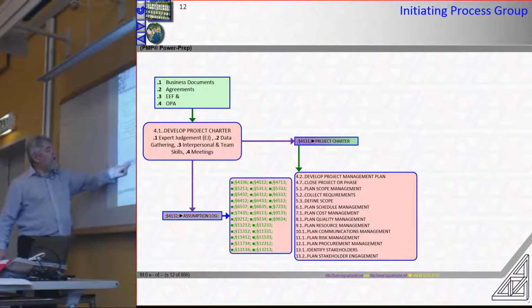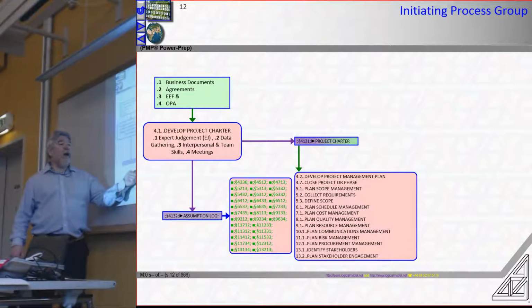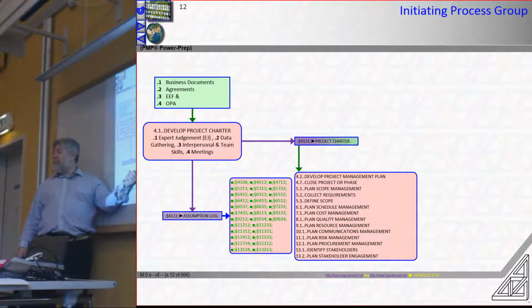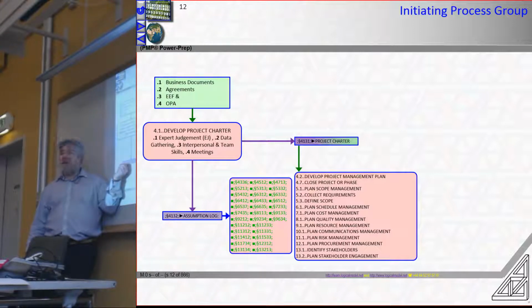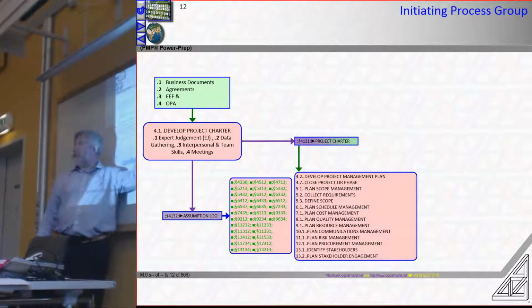The other thing that's coming out of here is an assumptions log. Wow, look at all the places that goes to. And what's a real pain in the arse in this book is that it only lists assumptions log once as a heading, after which it's a subheading of project documents. So while it goes into all of these places, it never appears as a major heading in the inputs. We're going to have to look in the detailed tables to find it.